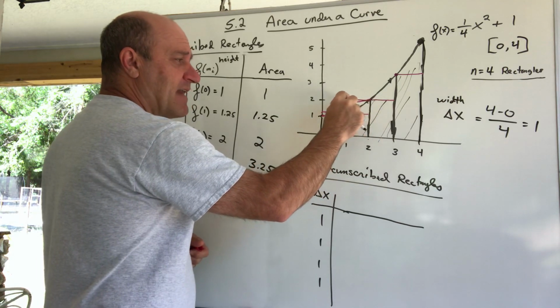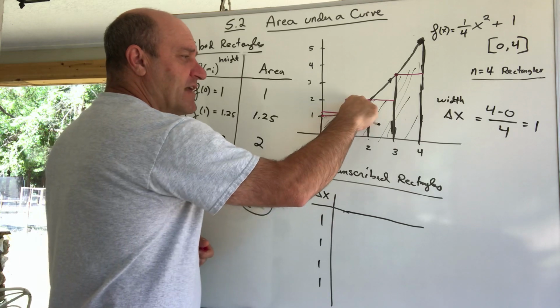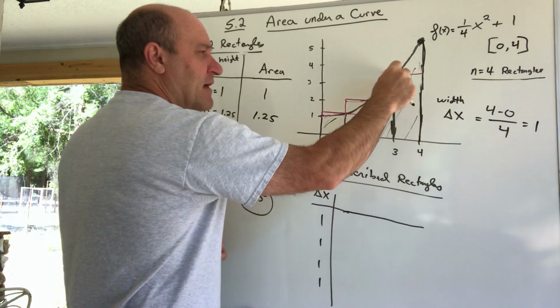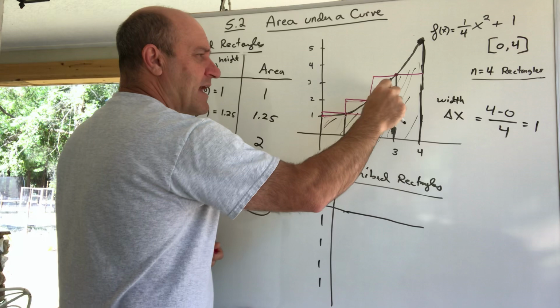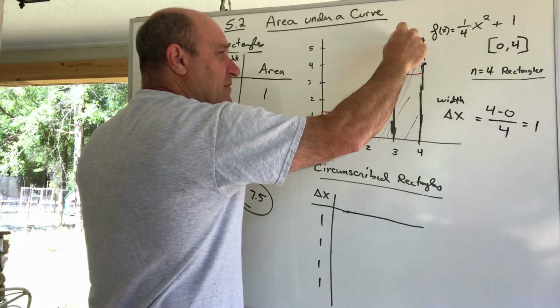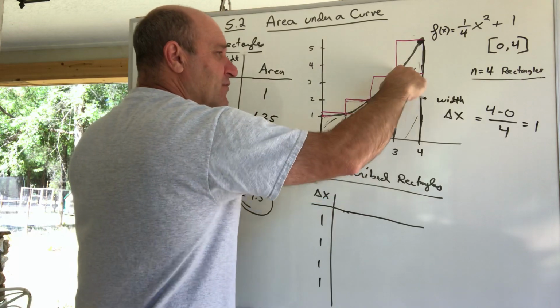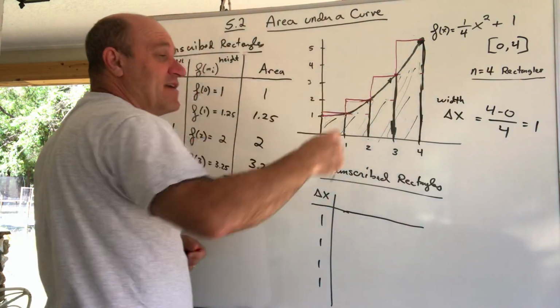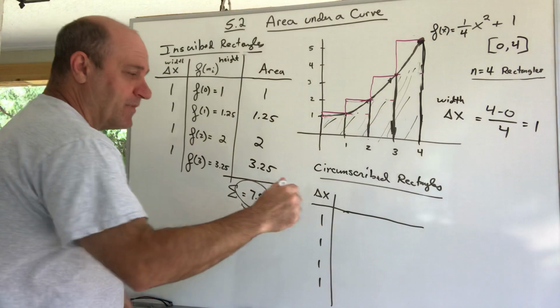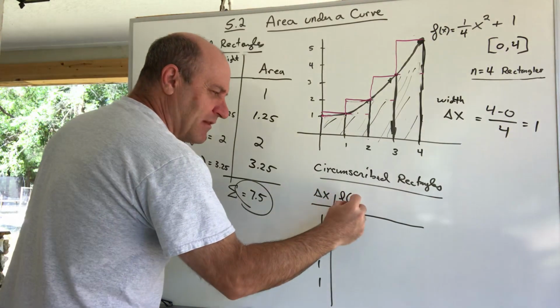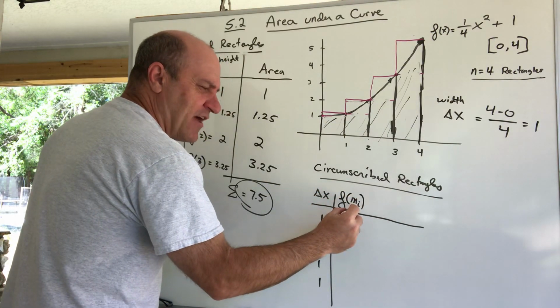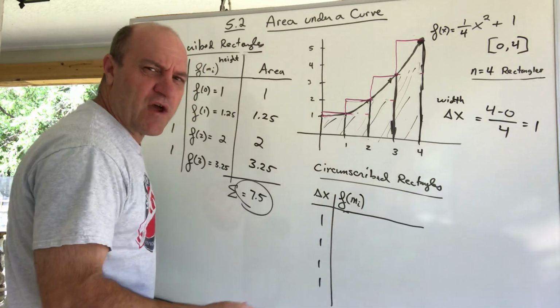For the third rectangle, I'm going to pick 3 to get that height. And for the last rectangle, I'm picking the right endpoint, 4, to get the height of that rectangle. So you can tell, that's way overestimate here. But now we use this capital MI. Those are the X values that you plug in to get the circumscribed rectangle.